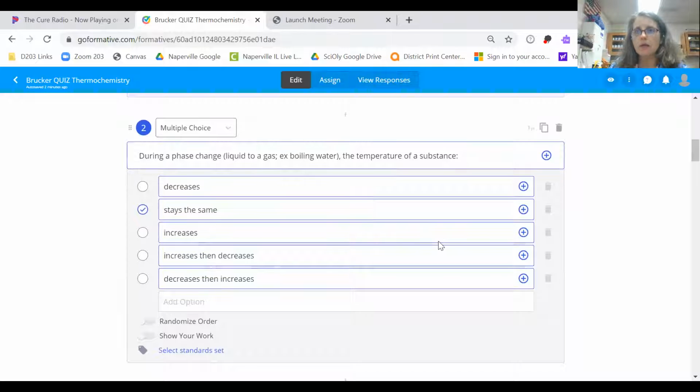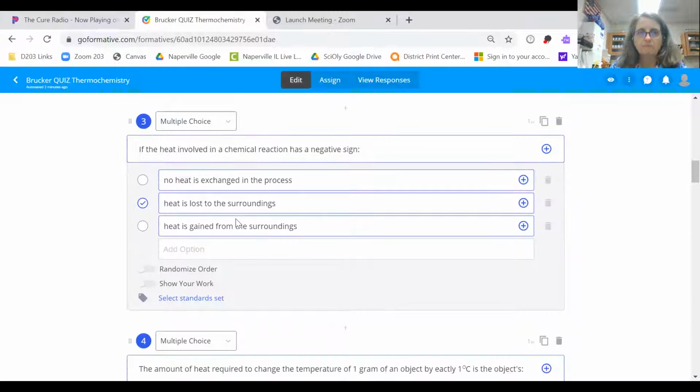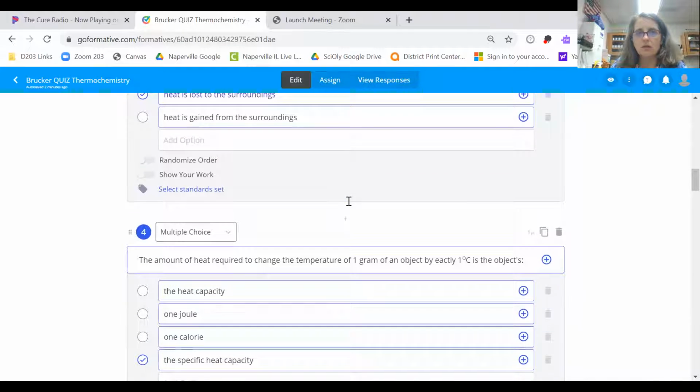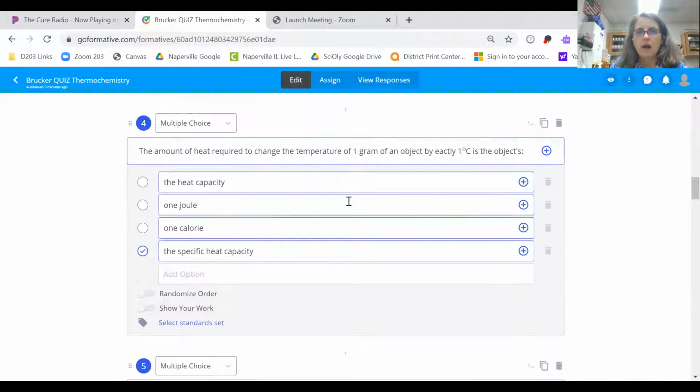Number 2, this one again is a major concept. We didn't spend a huge amount of time, but remember my example of the boiling water. I had the probe in there and it didn't change. It kind of just flattened out. So when we are changing phases, the temperature stays the same. Heat involved in a chemical reaction is a negative sign. That means heat is lost to the surroundings.